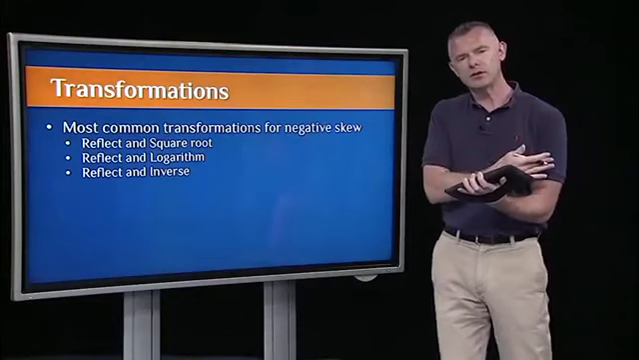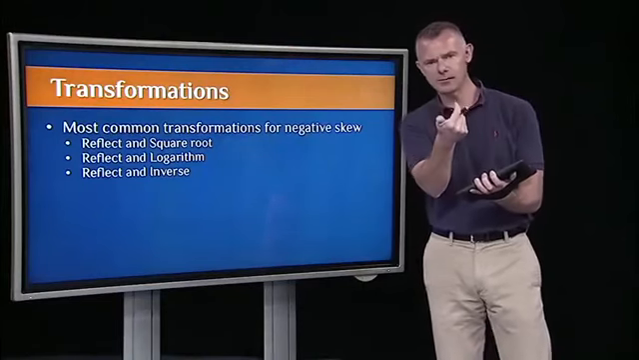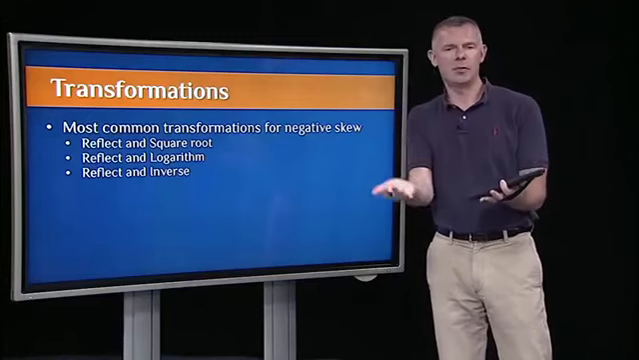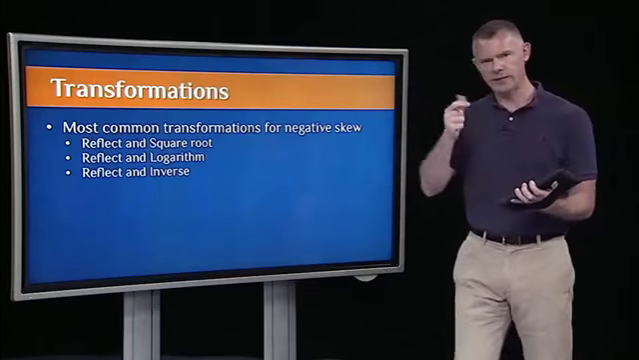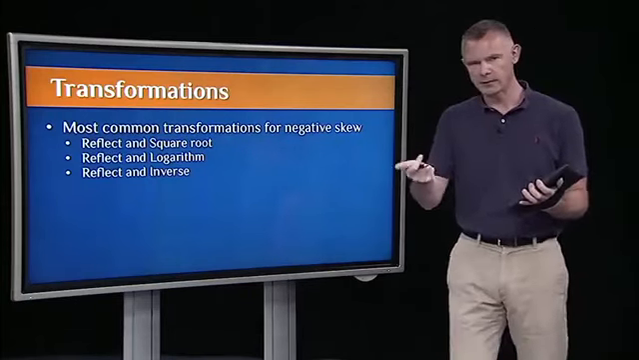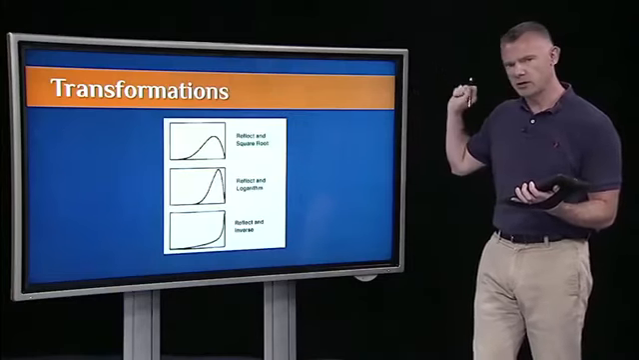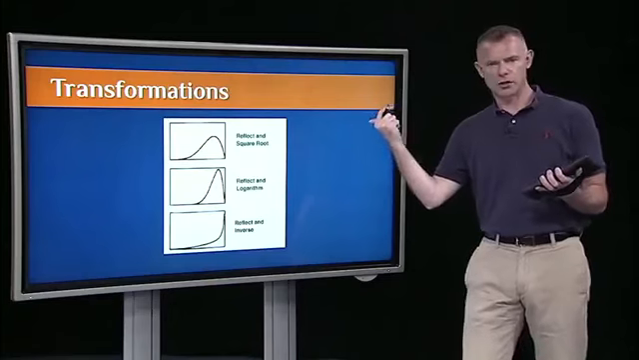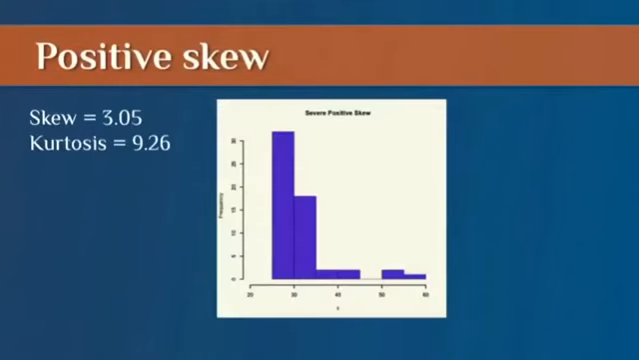If we have negatively skewed distributions, then all we have to do is reflect them, that is, take the inverse of all the values, and then apply the same transformation. So we could reflect and take the square root, we could reflect and take a log, we could reflect and take an inverse. So here you can just see the picture is just everything reversed. We're just going to reflect the distribution by taking the inverse and then do one of these transformations.